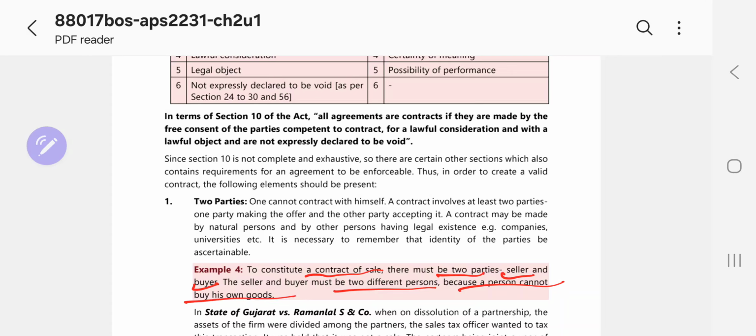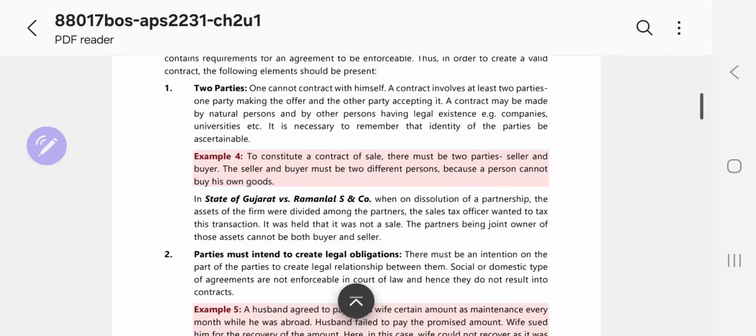Okay, if you own some goods, then you cannot buy them, because you have already owned those goods. So to enter into a contract, there should be two parties. For example, in a contract of sale, there should be two parties. One must be a seller and another must be a buyer. Okay, so the essential element is that two parties must be there.